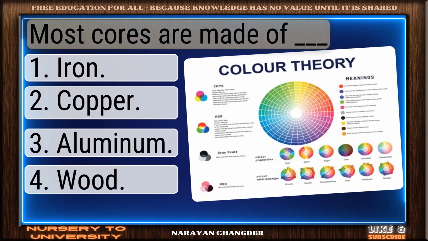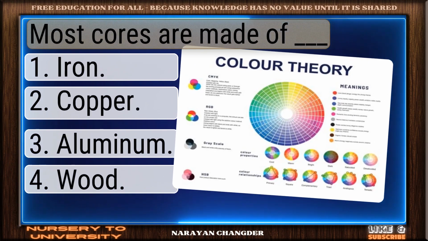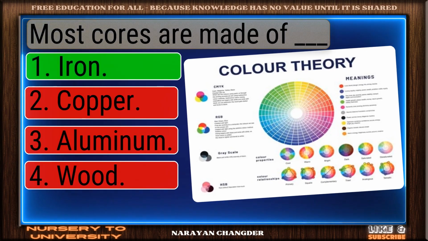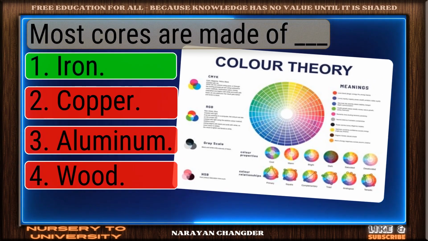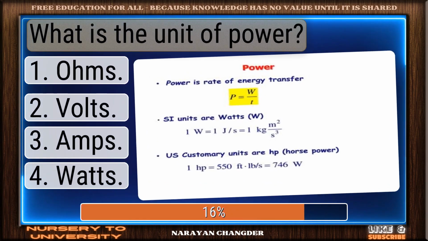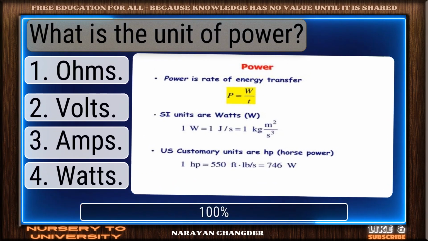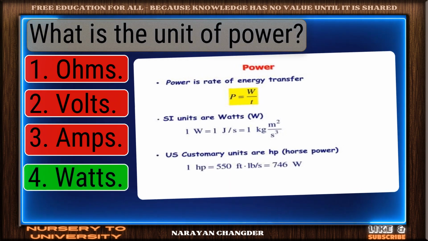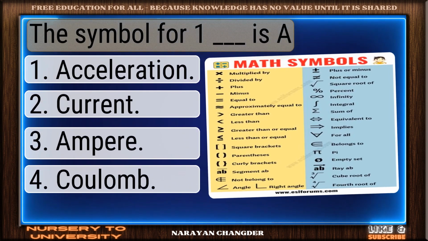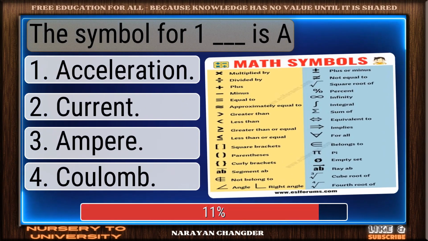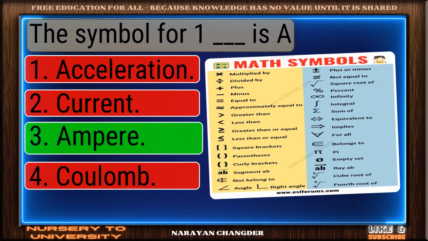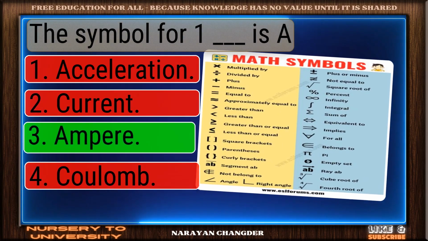Question number 255. Most cores are made of dash. Well reasoned. Iron is the correct choice. Question number 256. What is the unit of power? Well done. Watts is the right choice. Question number 257. The symbol for one dash is a? Solid response. Ampere is a valid choice.